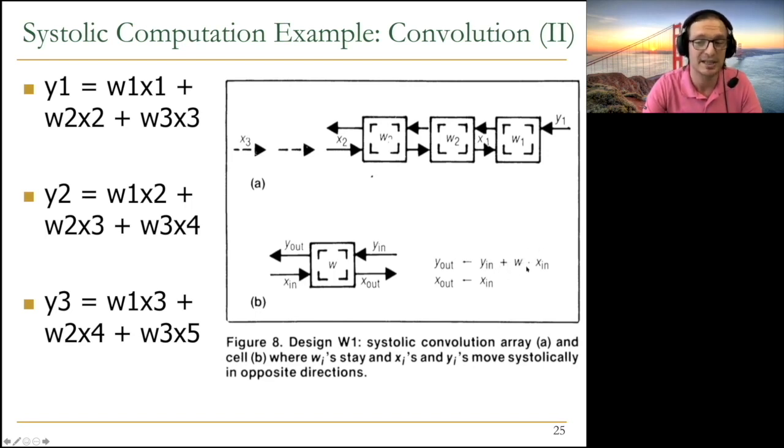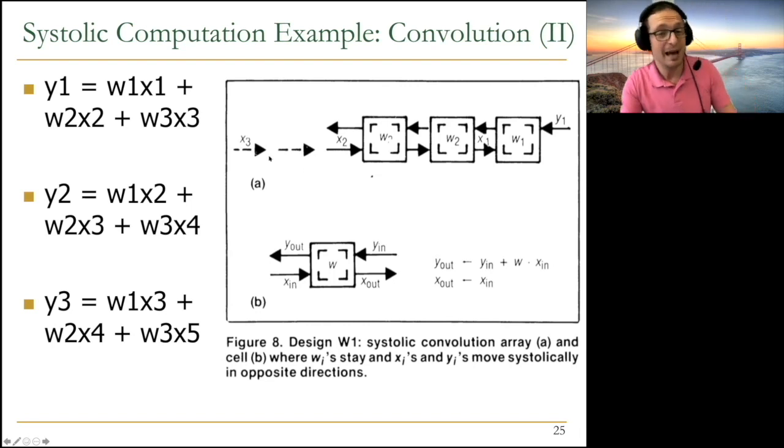So what is this? This is a multiply and accumulate, which is the basis of matrix multiplication and of the convolution operation as well. You need to do multiply, accumulate. Basically, you set y out to y in plus w, which is static, times x in.